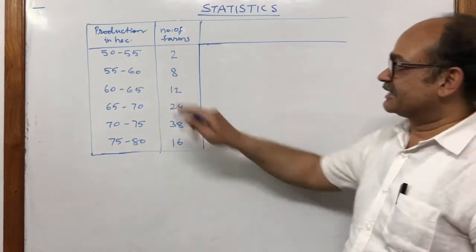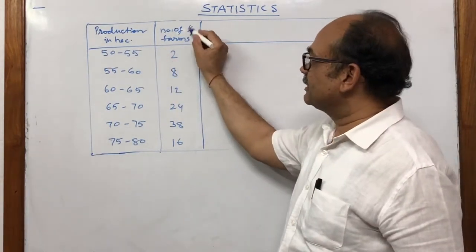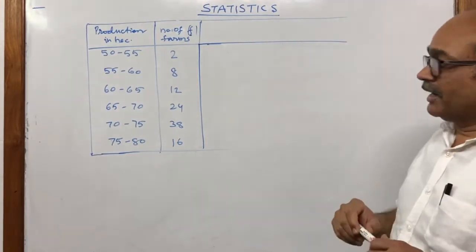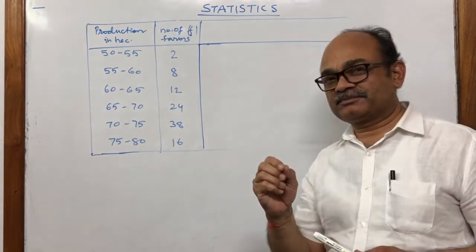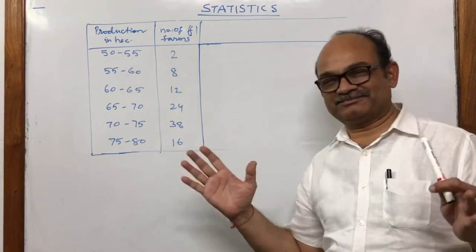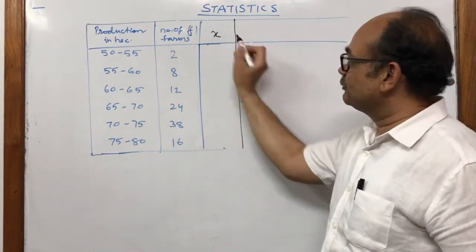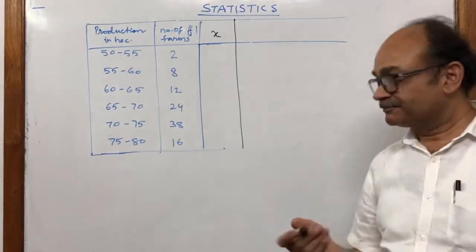that is a class interval and this is nothing but frequency, and we want to calculate first mean, and mean first from step division method, the best method. So here we want to write first mid value, that is x class mark.